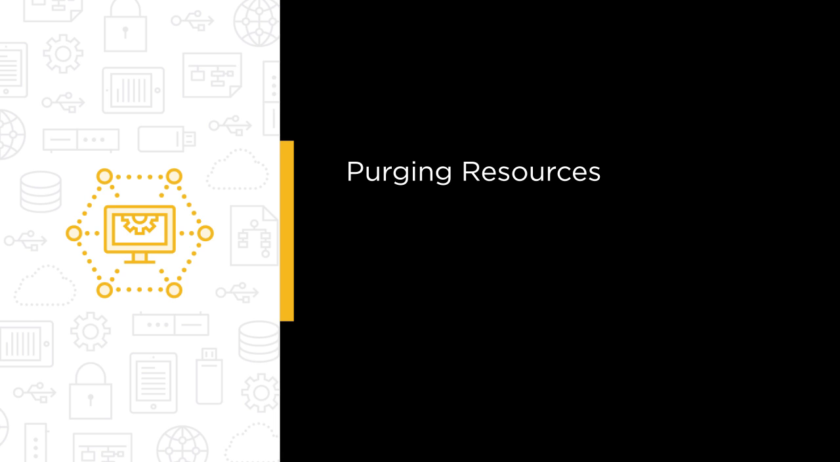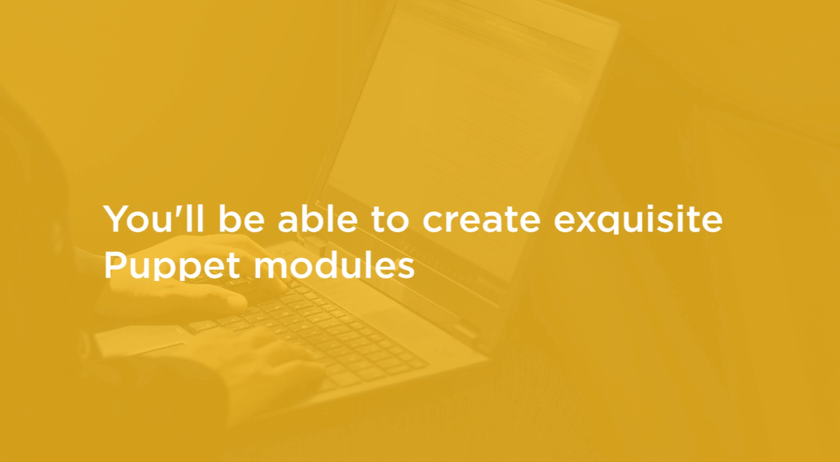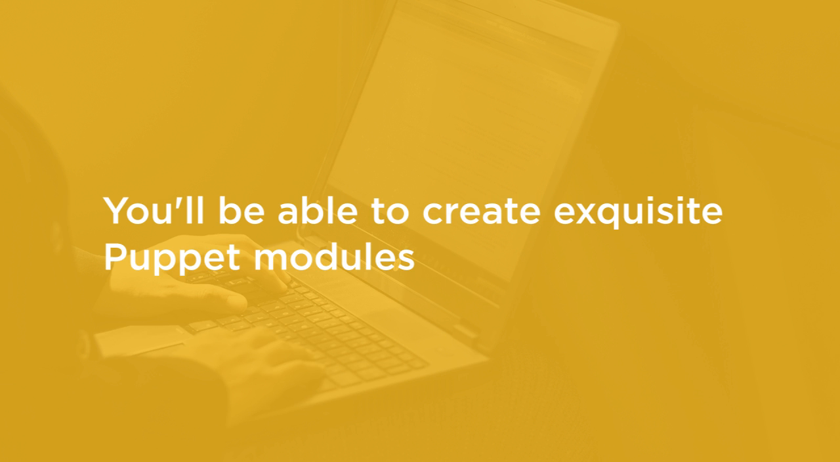We're going to continue with the NTP theme that we've looked at in our previous courses, and we're going to especially look at purging resources, using ERB and EPP templates, and we'll look at how we can use concat to deliver file fragments. By the end of this course, you should be able to create exquisite Puppet modules delivering configurations using templates, as well as allowing for autonomous edits using file fragments.